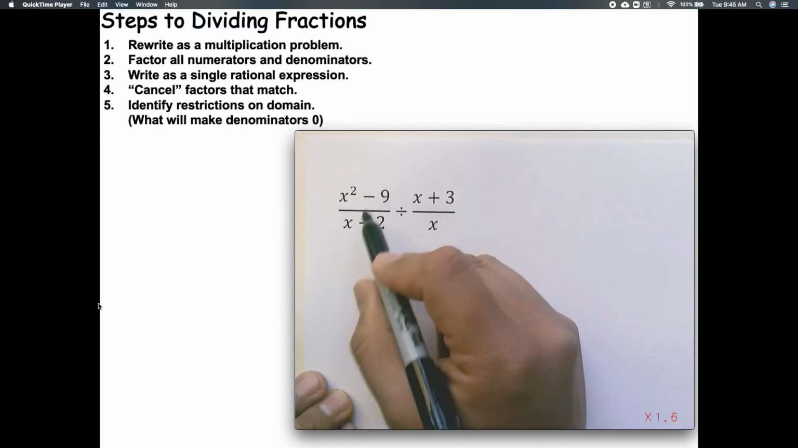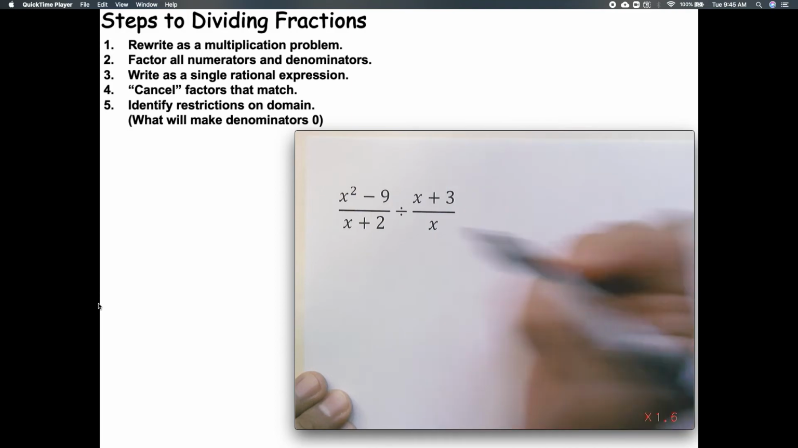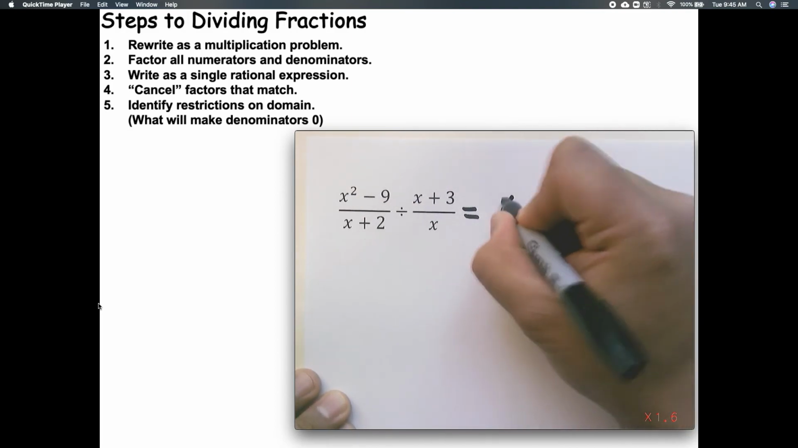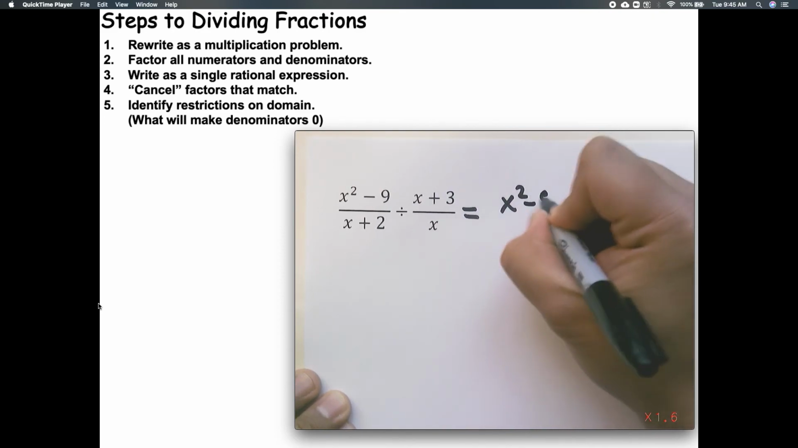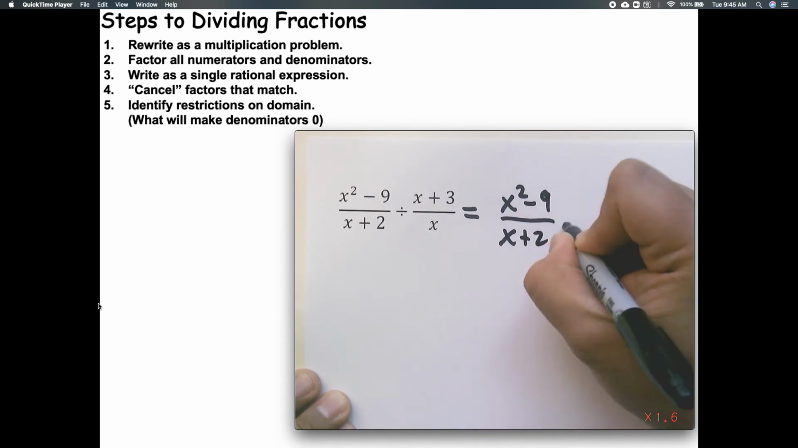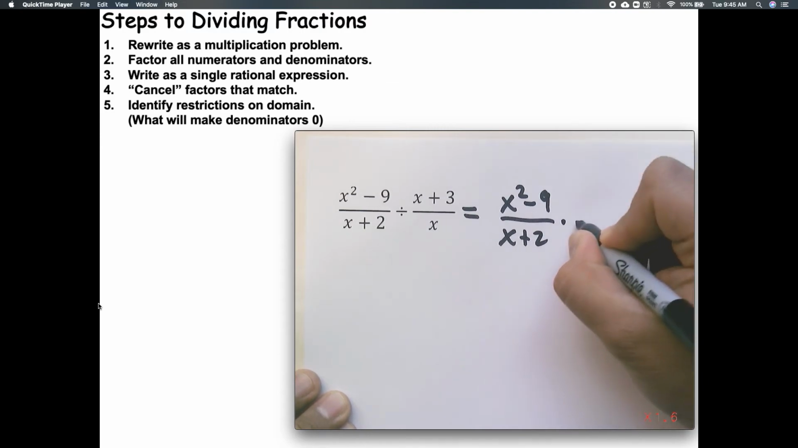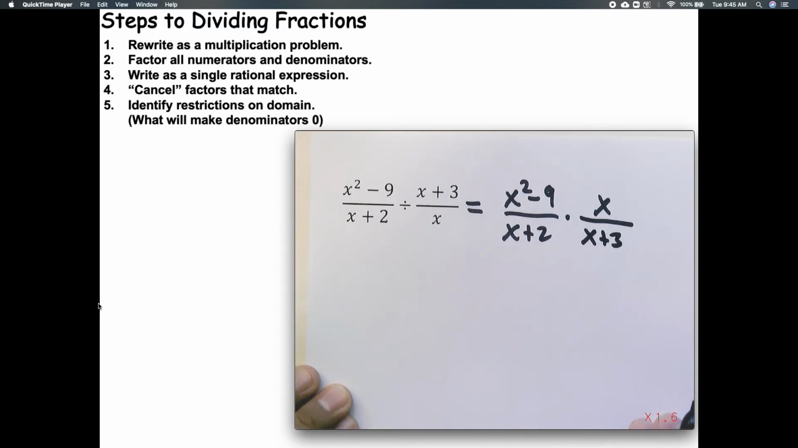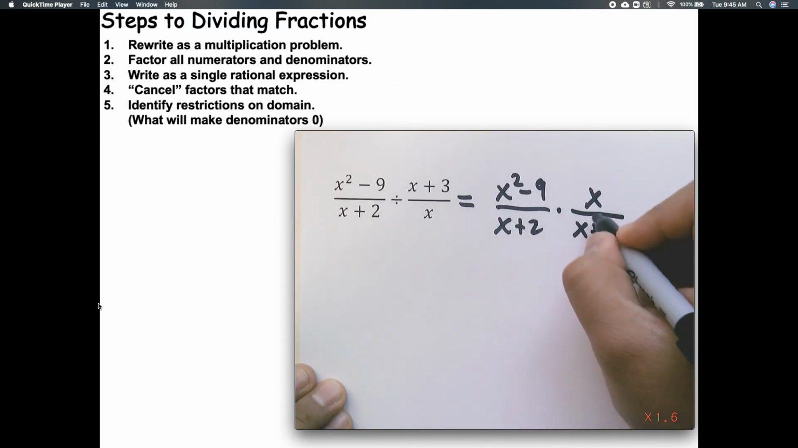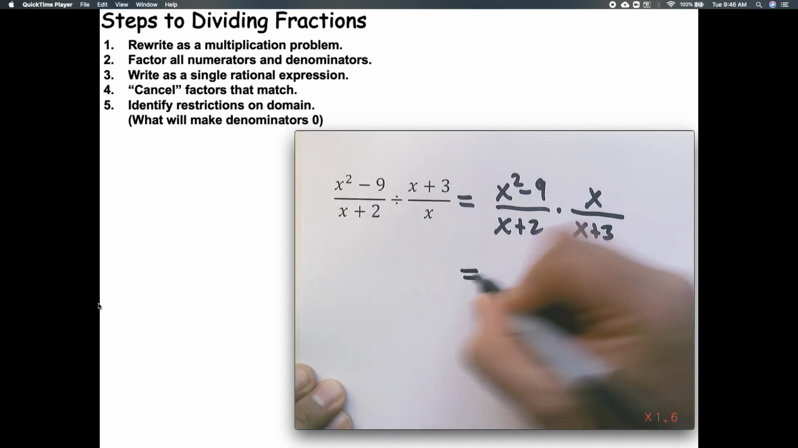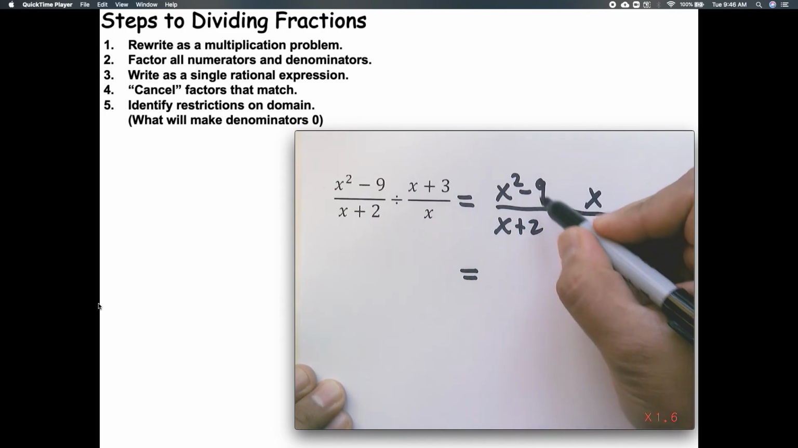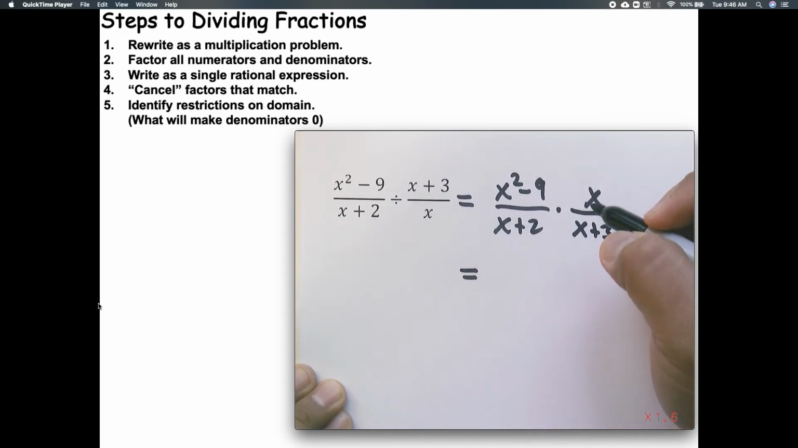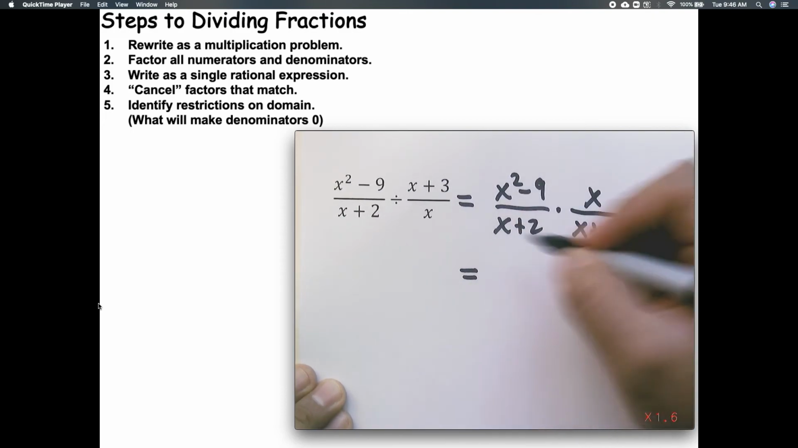Now, just taking a look at this right away, this is an easy one. Not a lot of factoring going on or anything like that. So I'm just going to write this right off to the side. So x squared minus 9, x plus 2 is the same thing as multiplying by the reciprocal. Okay, so that's the same problem. So taking a look at these things, the only thing that really needs to be factored is this top left, the x squared minus 9. That is a difference of squares. But other than that, nothing really else.